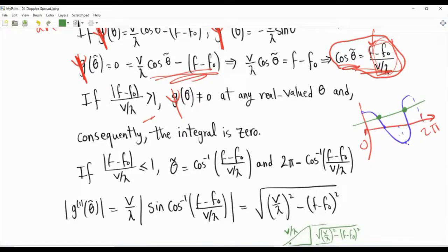Basically those are 3 points, a set of measure 0, and so in terms of the integral, the integral is blind to these points. So we need this condition to get a non-zero result, so that we can solve the equation that cosine theta is equal to something. You need this thing to be living between -1 and 1, and there are two solutions. You get them by the cosine inverse. Suppose that you get this cosine inverse to be the smaller value, and then you have 2 pi minus this cosine inverse of (f minus f0) over (v over lambda).